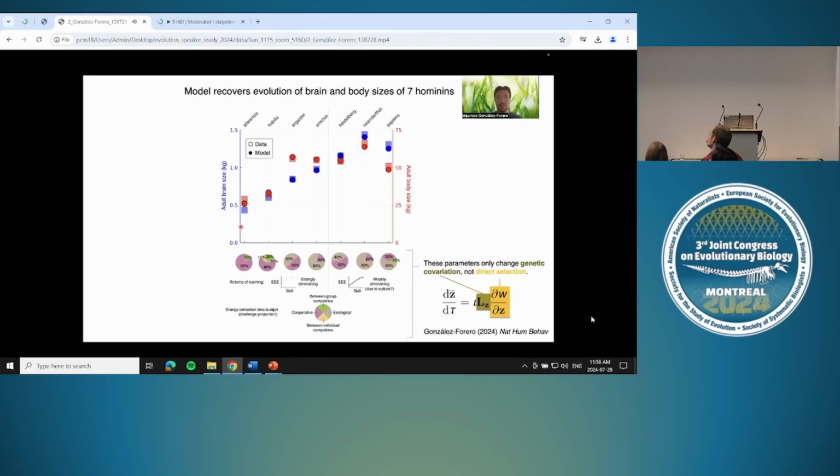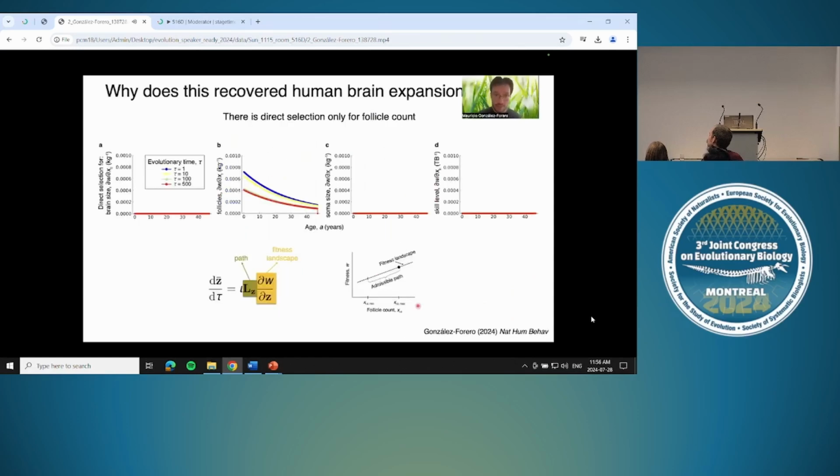So the reason that the massive brains are evolving here from afarensis to sapiens is actually entirely due to change in the genetic variation in brain size. And you can actually go further. You can plot the selection gradient for all the traits in the model and see that there's actually no selection for brain size. There is actually selection exclusively for ovarian follicles, and that's what's actually driving the whole thing.